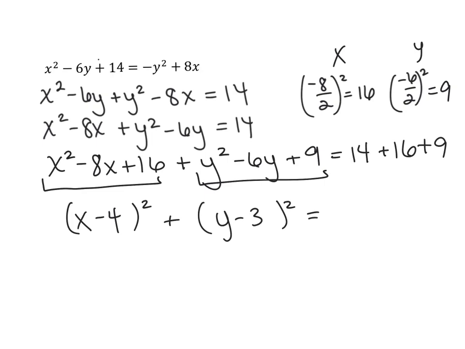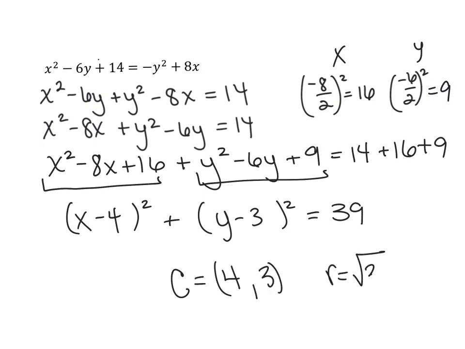And then if I take 14 plus 16 plus 9, I get 39. So your center is 4, 3, and your radius is the square root of 39.